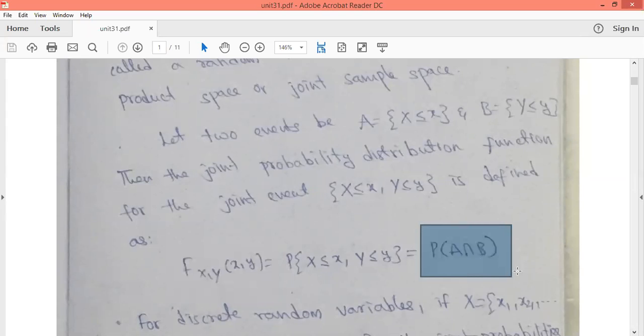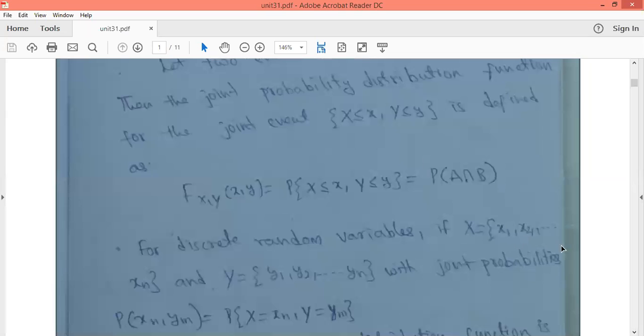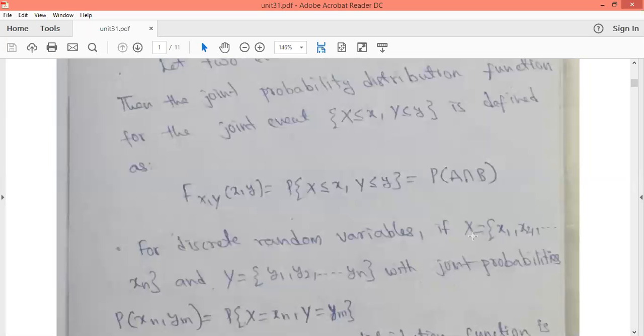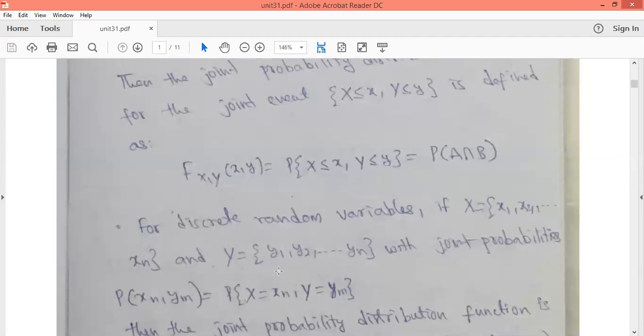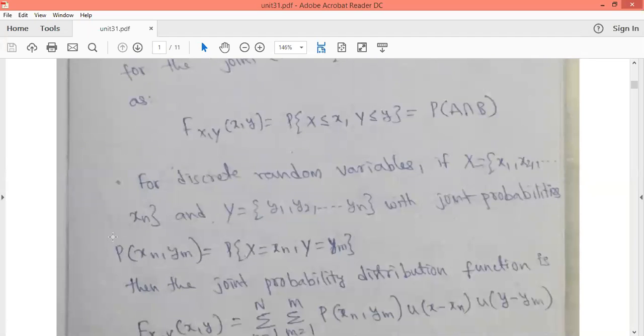Now here we have considered a discrete random variable. In that case, X is defined like that: X has the elements x1, x2, so on, xn. These are the elements of capital X. And y1, y2, so on, ym are the elements of capital Y. So what are the probabilities? The probability of x1 comma y1 is the probability of getting X equal to x1 and Y equal to y1, and so on up to the probability of xn comma ym.